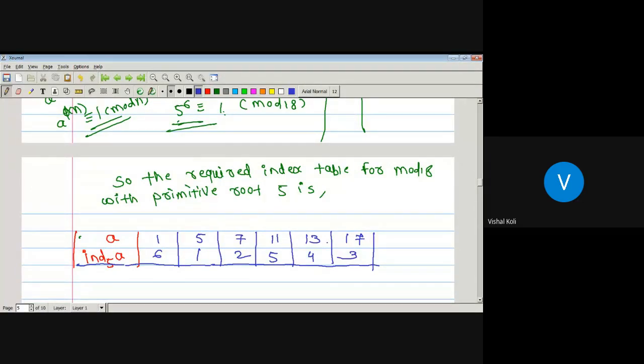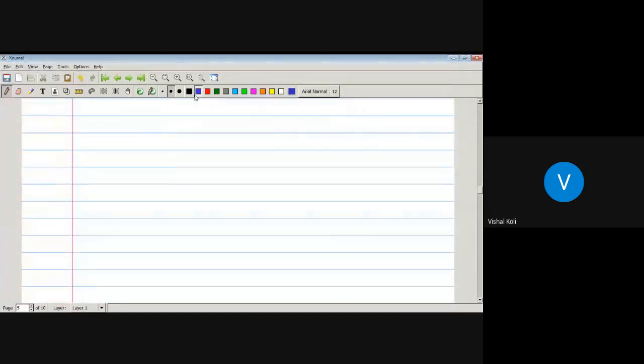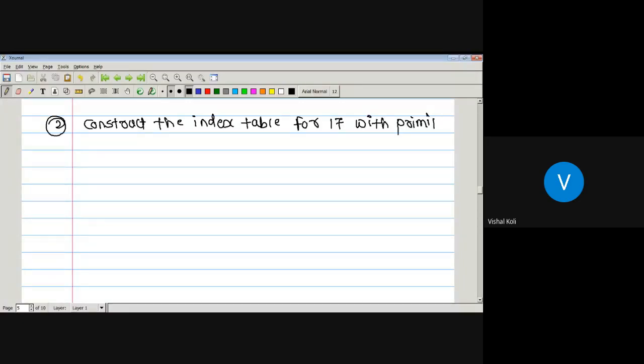Okay, now second example: construct the index table for 17 with primitive root 5. So here we have to construct the index table for integer 17, and we have been provided that the primitive root will be 5. See its solution.